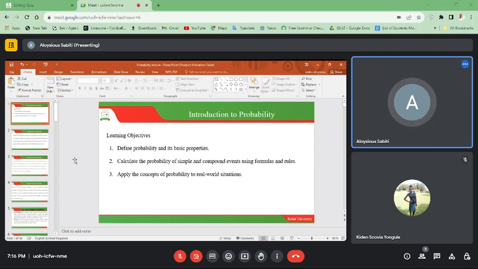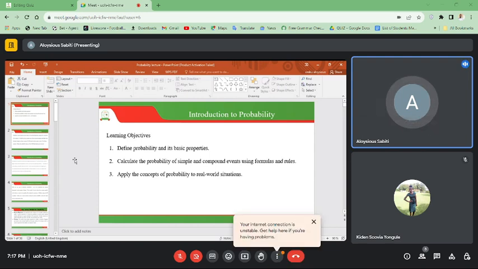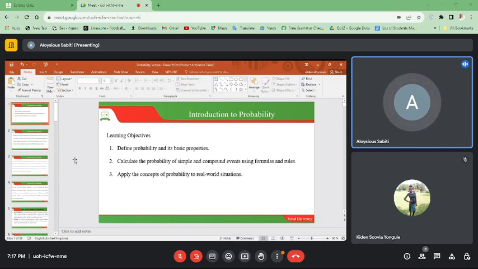After this lecture, we expect that as a student, you should be able to define probability, and understand some of the basic properties of probability. You should understand the different measures or methods of probability. You should be able to calculate the probability of simple and compound events using the different formulas and rules. Most importantly, you should be able to apply the concepts of probability to real world situations.